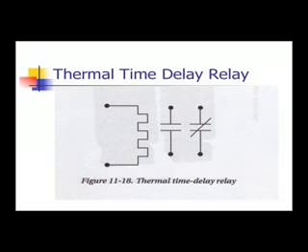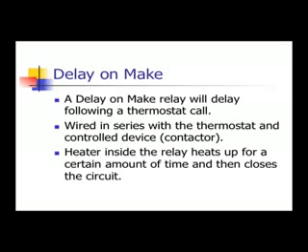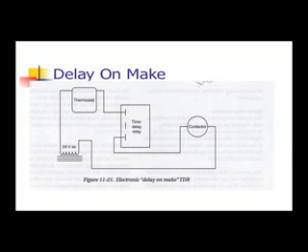Time delay relays are used to provide a period of time between a control change and the next control change. For example, we want to make sure that there's a 5-minute delay between compressor runs. We have a choice of 2 time delay relays. We have a thermal time delay relay, which can provide either a delay on make or a delay on break.